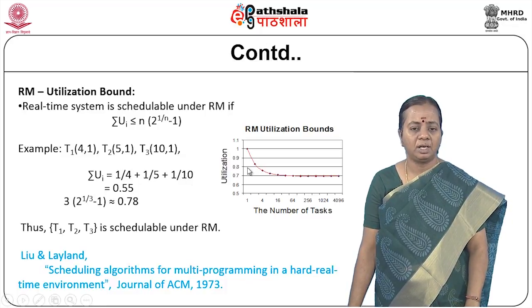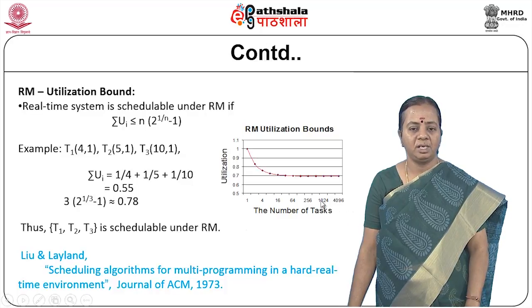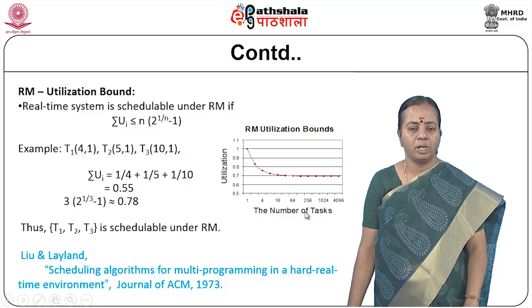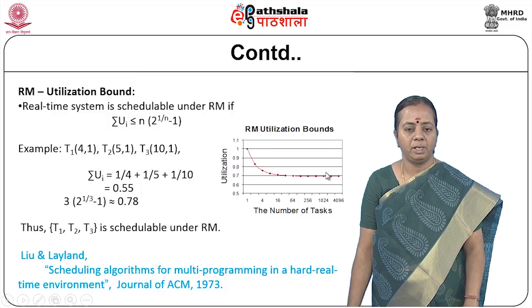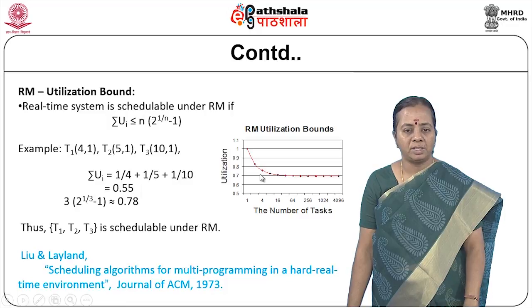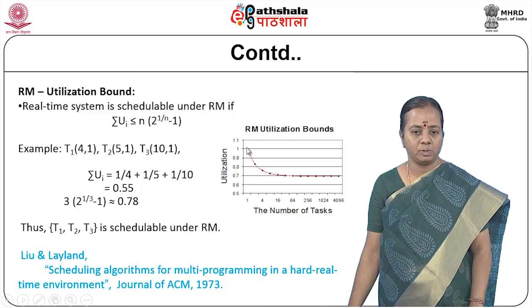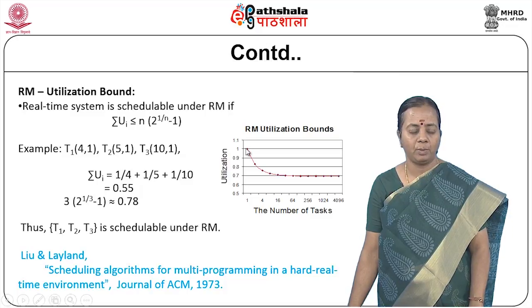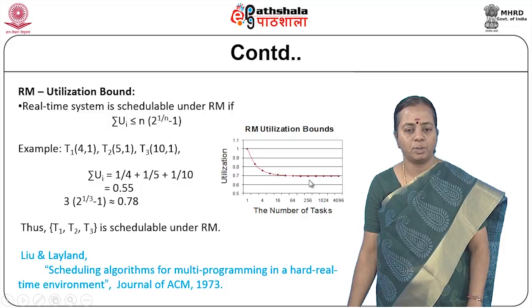So this is the RMS utilization bound, which relates the number of tasks and the utilization. You just see that 0.55 is the utilization we have, and 0.78 is the bound we will be looking at. The maximum is 1, so 100% utilization is the ideal. As the number of tasks increases, it goes this way only. The maximum bound is 0.78.